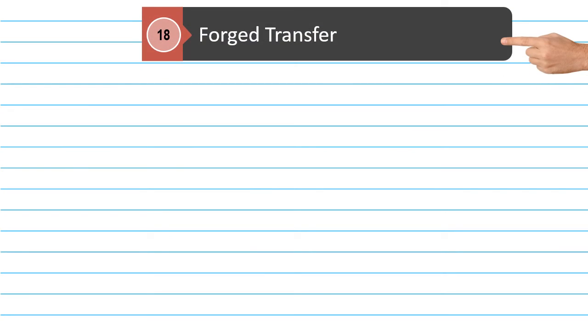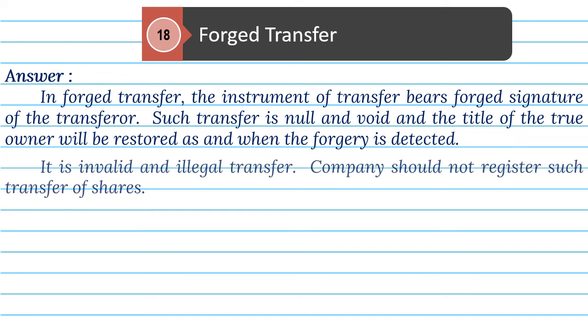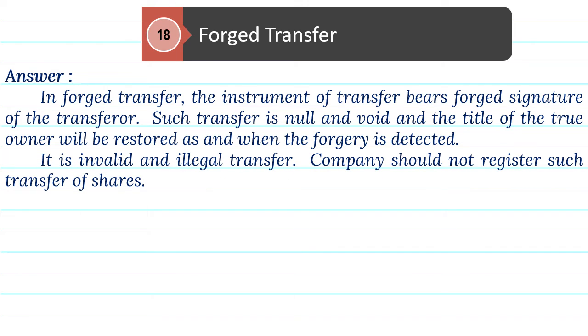18. Forged transfer. Answer. In forged transfer, the instrument of transfer bears forged signature of the transferor. Such transfer is null and void, and the title of the true owner will be restored as and when the forgery is detected. It is invalid and illegal transfer. The company should not register such transfer of shares.